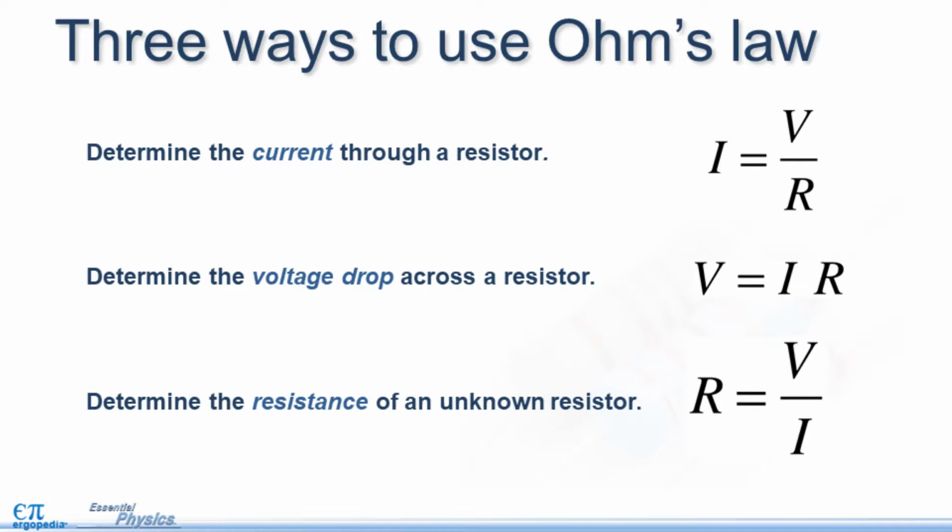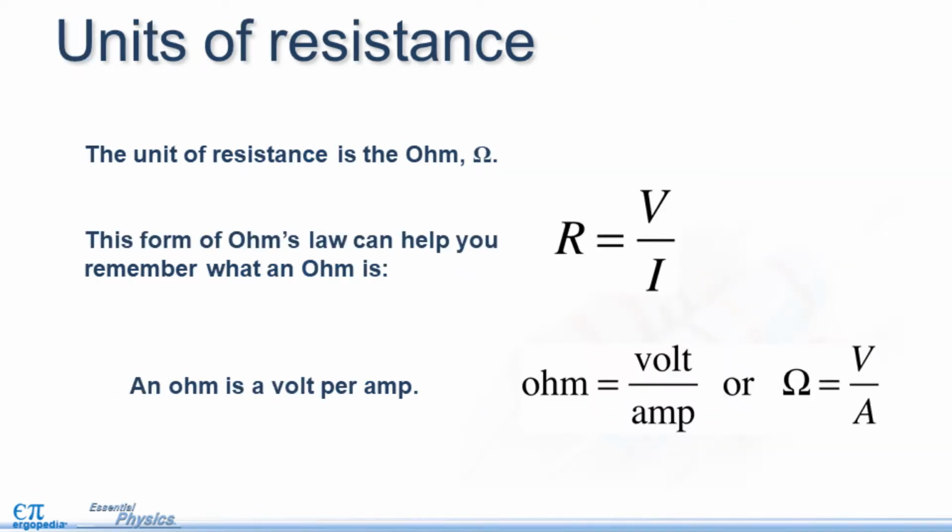There are three ways you can use Ohm's law. You can determine the current through the resistor by using the voltage and the resistance. You can determine the voltage drop by multiplying the current times the resistance. You can also determine the resistance of the circuit by taking the voltage and dividing it by the current through the circuit. Again, the unit for resistance is the ohm. This form of Ohm's law that you see here can actually help you remember what an ohm is. It's actually a volt divided by an amp. So an ohm is a volt per amp.